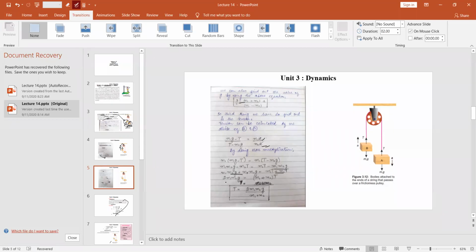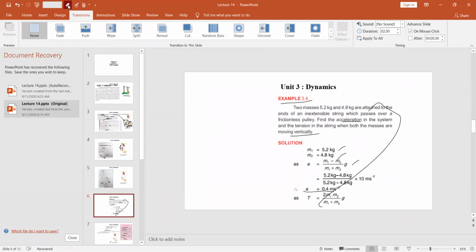So here we can write 2 M1 M2G, which is equal to M1 plus M2 into T. So when you separate the T, you get the value of tension, which is 2 M1 M2G by M1 plus M2, and this is the value in the case when objects are attached vertically, right? So now come to the other example.